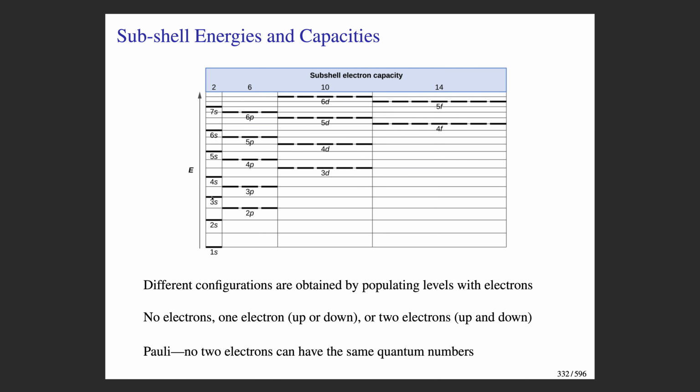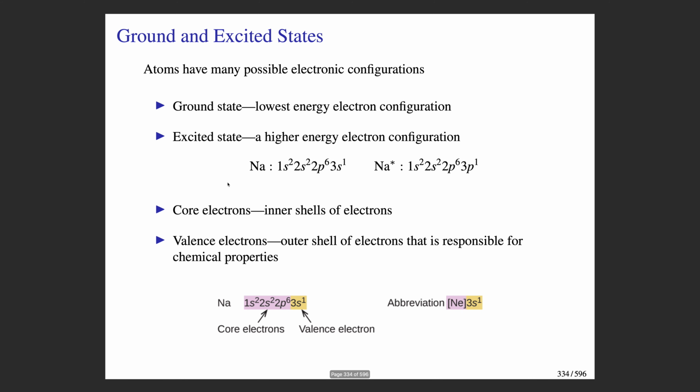So the last electron in the ground state of sodium is in the 3s orbital. If you move it to the 3p, the atom is going to take on a higher energy. I've used a star here to denote that this is an excited state. And so this is a perfectly valid electron configuration. It's just not the ground state.